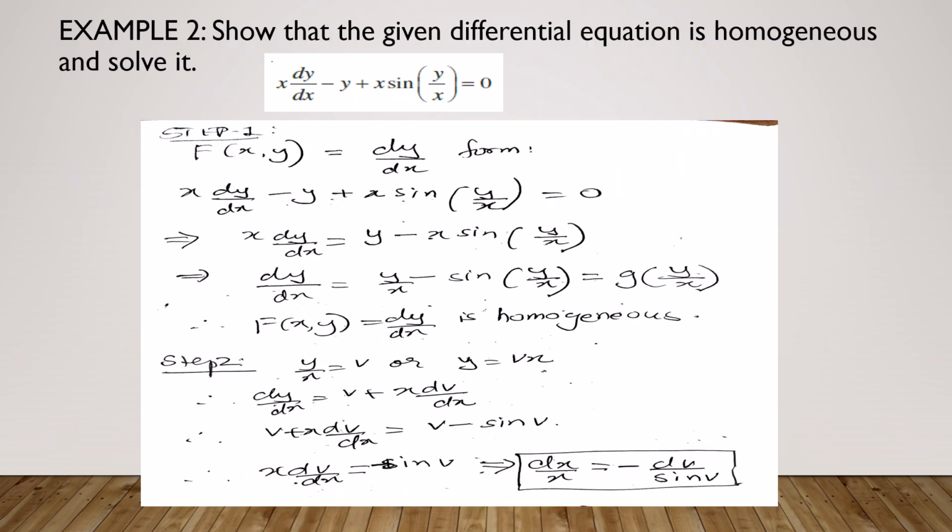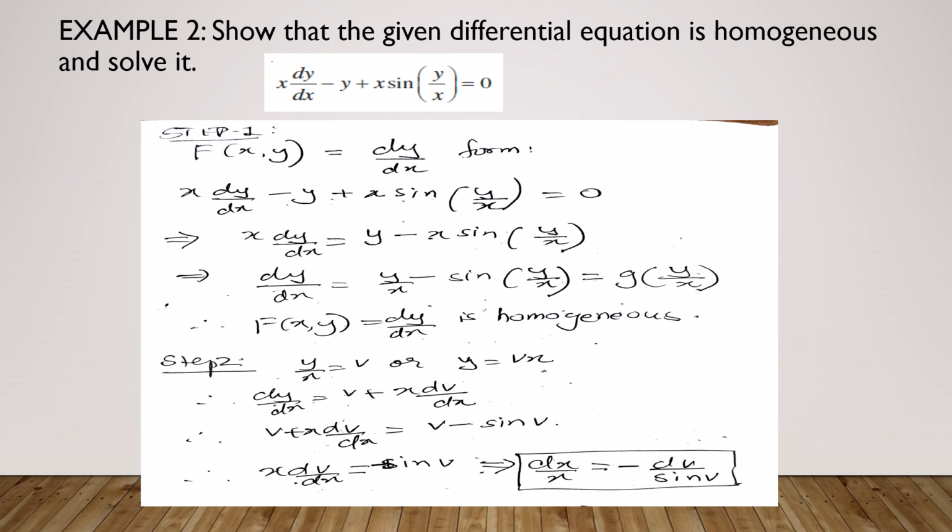Second example, show that the given differential equation is homogeneous and solve it. X dy by dx minus y plus x into sine of y by x is equal to 0. So first step is dy by dx expressed in the form of dy by dx. So dy by dx is equal to y upon x minus sine of y by x. Correct? So now this is very simple. In this case, directly you can write dy by dx as some function g of y by x. That means it is homogeneous.